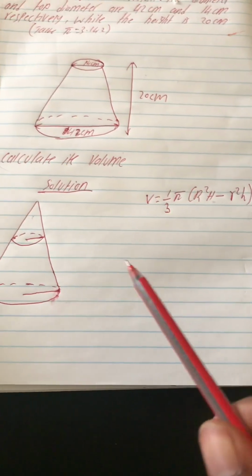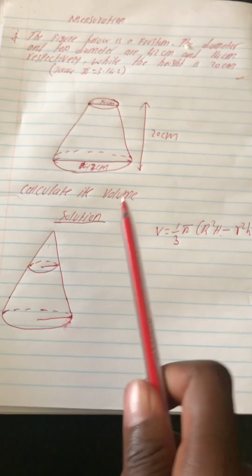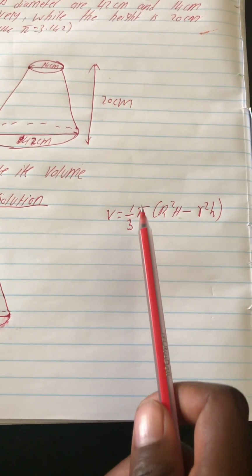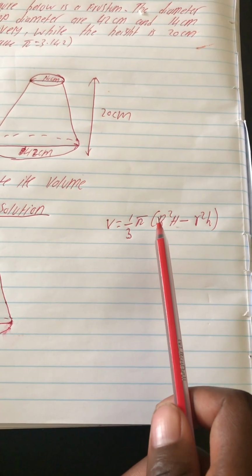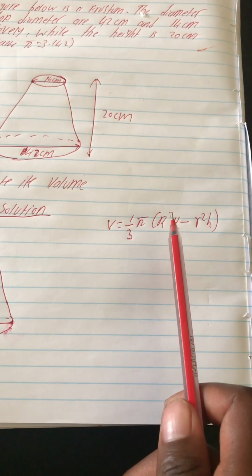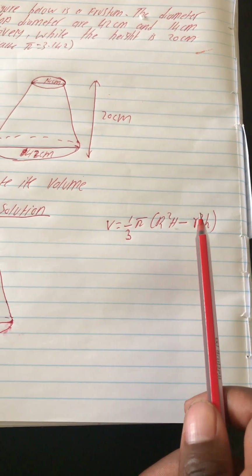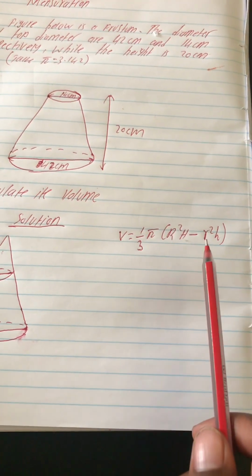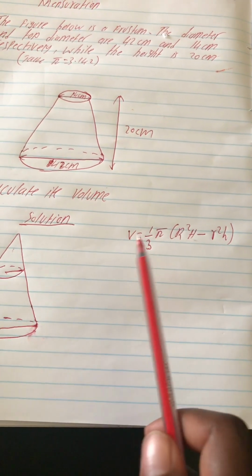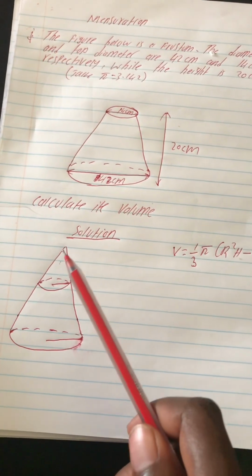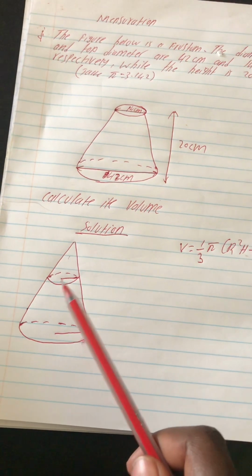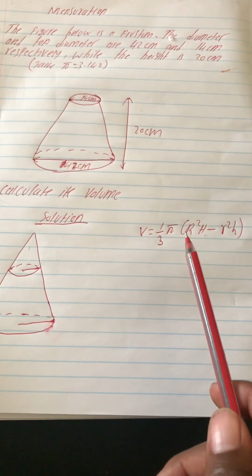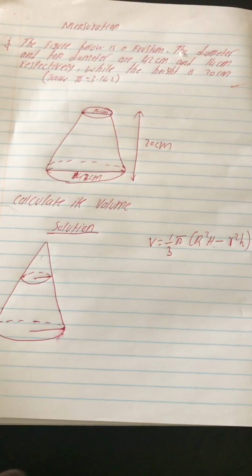So when you're calculating the volume of the frustum of a cone, this is the formula. We have volume equals 1/3 pi open bracket, the big radius squared times H minus the small radius squared times h. So this is the radius of the big cone and this is the radius of the small one. We're going to draw a full cone in the solution.